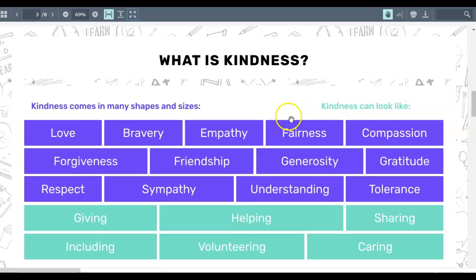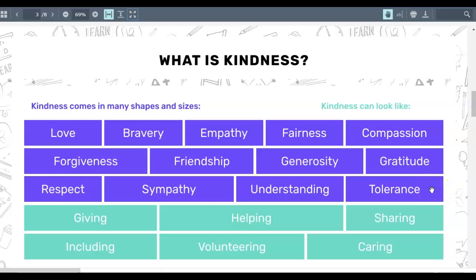Okay. Fairness is also a kind of kindness, compassion, forgiveness, friendship, generosity, gratitude, when you're grateful for someone, respect, showing respect for people, and tolerance. This one is huge for me, tolerance. Tolerance is really important in so many ways and for so many reasons.